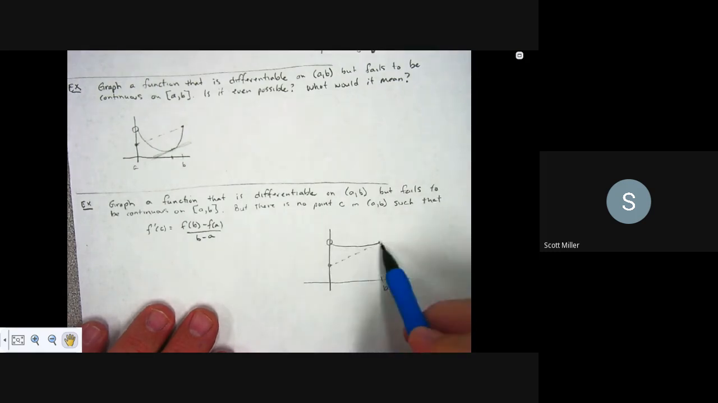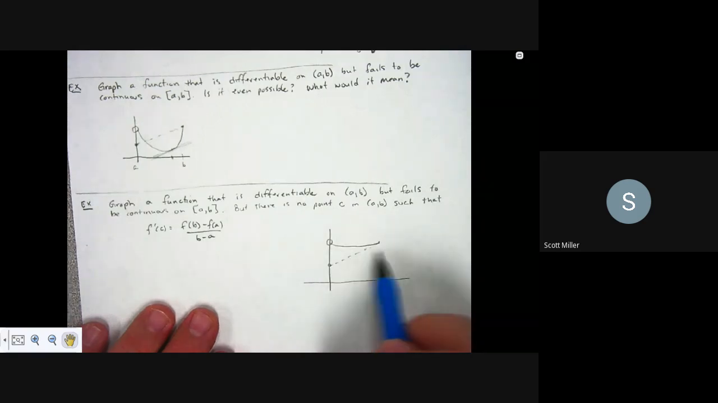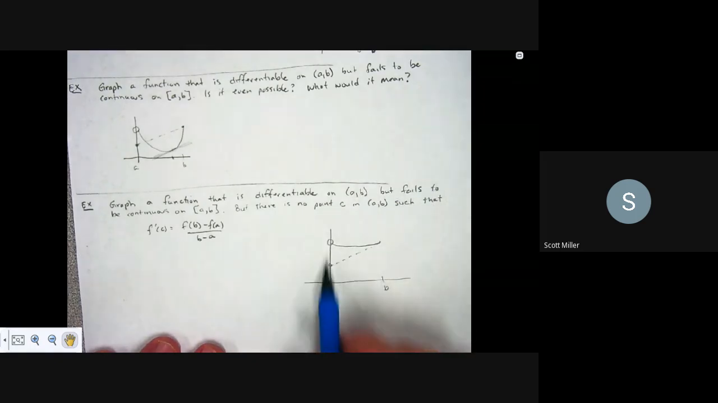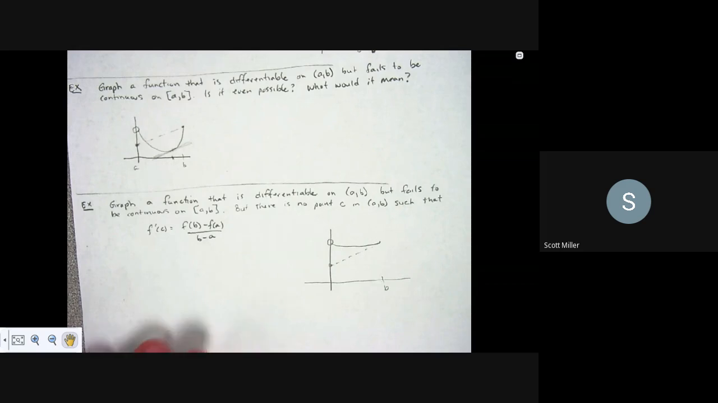You can see that there is no way I can find any kind of tangent line that is going to be parallel to this. See, I have to go this way, and there's no way I can find that point. So this would be an example of this one, where it is differentiable on the open but fails to be continuous. And there is no point C where this occurs.